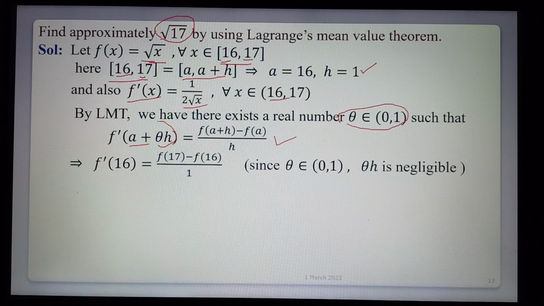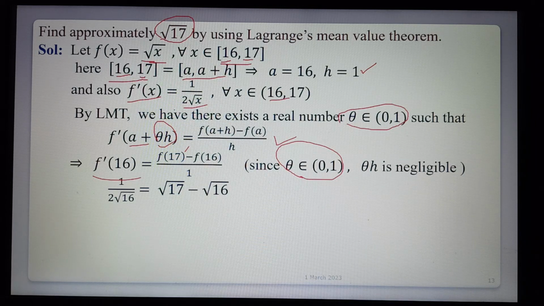Now substituting all values, f dash of a plus theta h. Theta h is negligible because theta belongs to 0 comma 1. That is the assumption only, because we are finding only an approximate value. So that is the reason for assuming theta h is negligible. That gives f dash of 16 is equal to (f of 17 minus f of 16) by 1, since h is equal to 1.